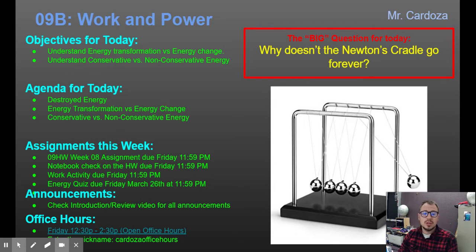The agenda for today: we're going to do the lab, the destroyed energy lab. Then we're going to talk about energy transformation versus energy change. Then we're going to talk about conservative versus non-conservative forces. Just check my introductory videos for all the announcements on the assignments and any other additional announcements. So the big question for today is, why doesn't the Newton's cradle go forever?